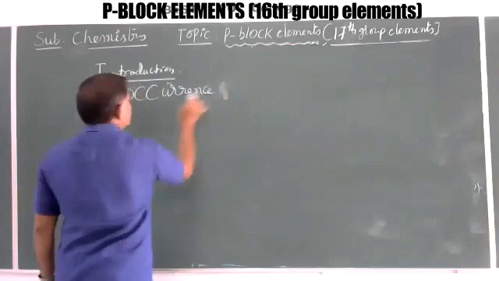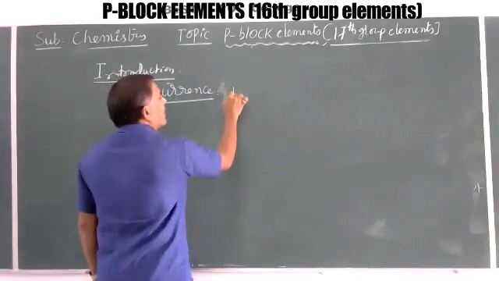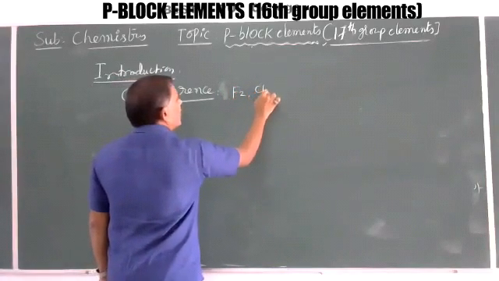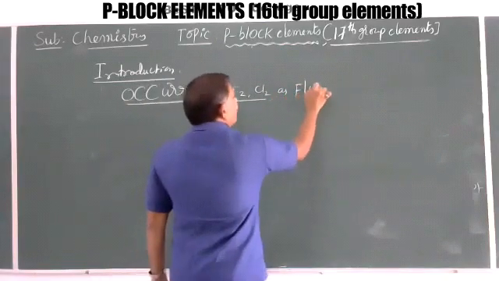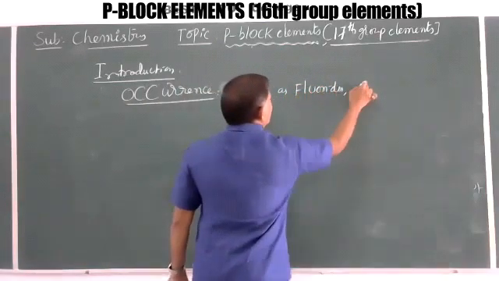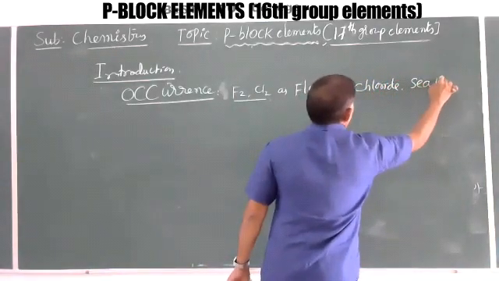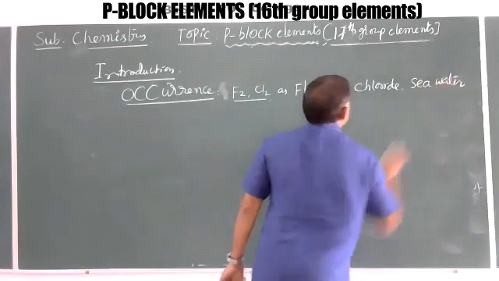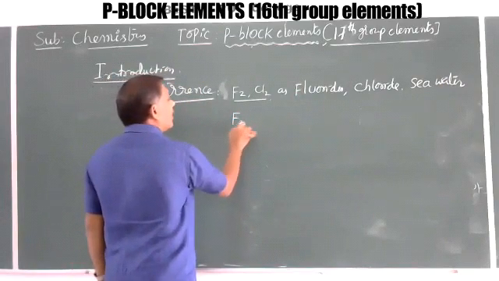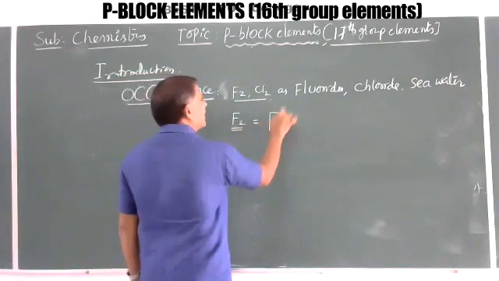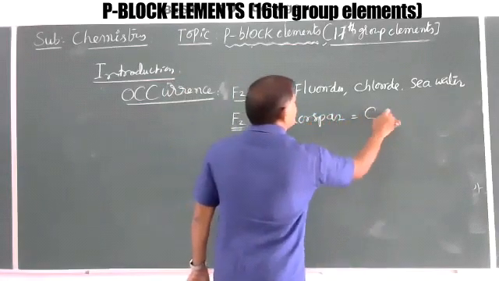Occurrence of halogens, availability. Generally, fluorine and chlorine exist as fluorides and chlorides present in seawater under the name of certain salts. About fluorine, it is mainly fluorospar, that is calcium fluoride.